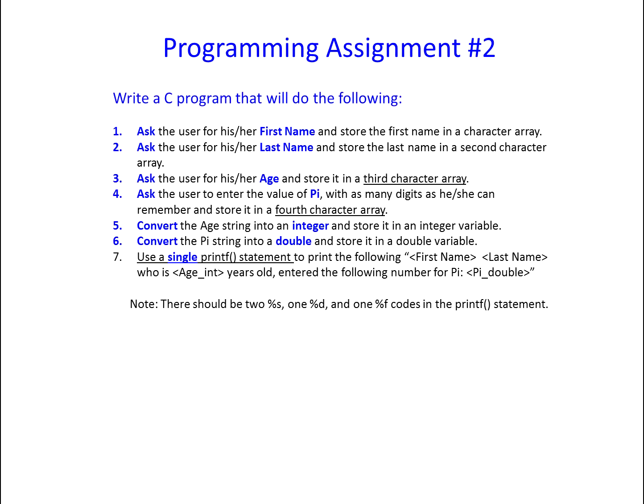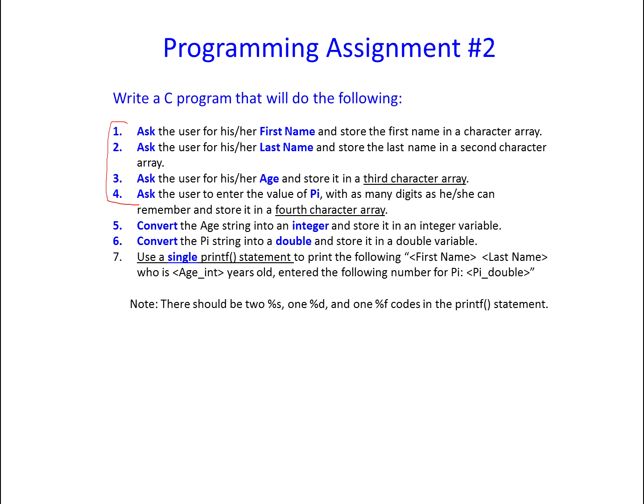All right, so this brings up the second programming assignment. The first part is going to be very much like what you've done before. You just have to ask for a first name, store it in a character array, ask for last name, store it in a character array. Now you want to ask for an age, and right now you want to store it into a character array. You want to ask the user to enter the value of pi, as many digits as they can remember, and store this into a fourth character array.